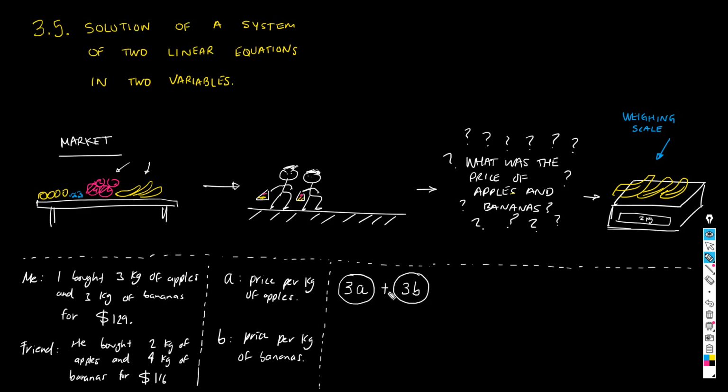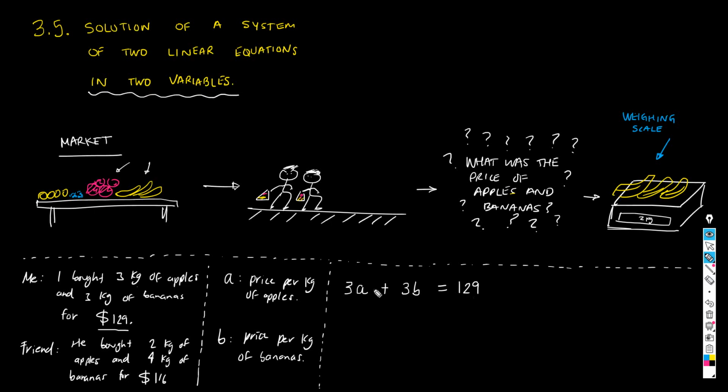And when I add these two expressions, what does that mean? That's the total amount of money that I spent, which, like I told you, is 129. So I write this. You see? So this is the equation that I can build with my information, so to speak. Okay, so you can see that this equation has two variables, A and B. And when you have a linear equation of this type, we call it a linear equation in two variables. And that's what this part of the name comes from, in two variables.